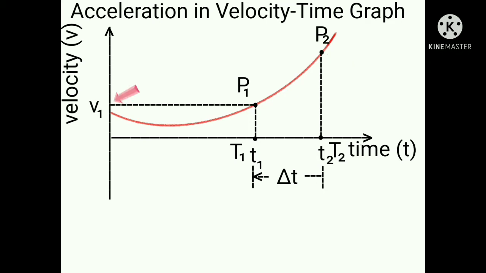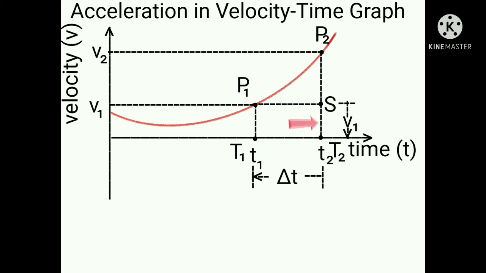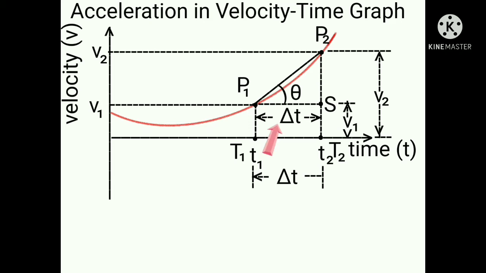V1 is the velocity corresponding to points P1 and T1, and V2 is the velocity corresponding to points P2 and T2. Let's draw a perpendicular from P1 to T2P2, and the perpendicular touches T2P2 at S. So T2S is V1 and T2P2 is V2. The join of P1 and P2 is the corresponding chord. The chord makes an angle theta with the positive time axis. P1S is delta T and SP2 is delta V.